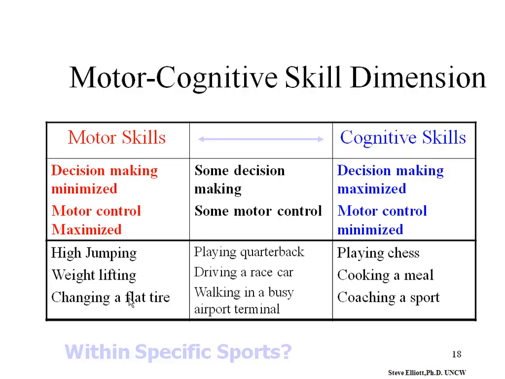High jumping, weightlifting, changing a flat tire. Okay, although I might argue that changing a flat tire has quite a large cognitive element to it as well. Cognitive skills: playing chess, cooking a meal, coaching a sport. All motor skills that might require more of a cognitive element, with decision making maximized as opposed to motor skills. And if we're talking sports, we can sometimes think about skills within specific sports that would fall at each end of that continuum.